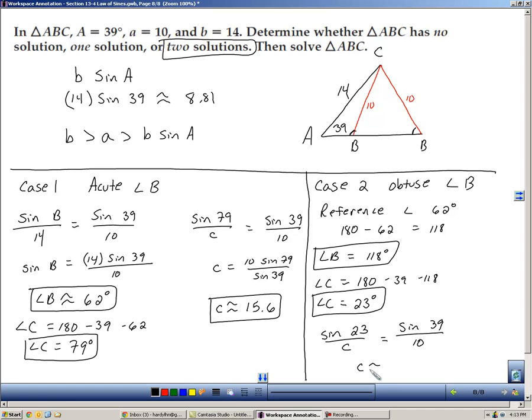Now, because I'm running out of room here, I'm just going to assume you can figure that out for yourselves. But in this case, we find side C is 6.2. So you see that there are two possible triangles, a smaller one with an obtuse B and a bigger one with an acute B. Over here is the acute angle case, and over here is the obtuse angle case.